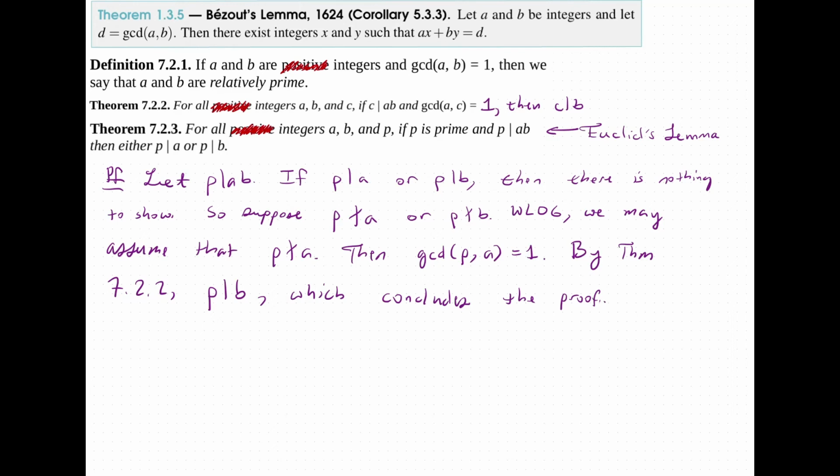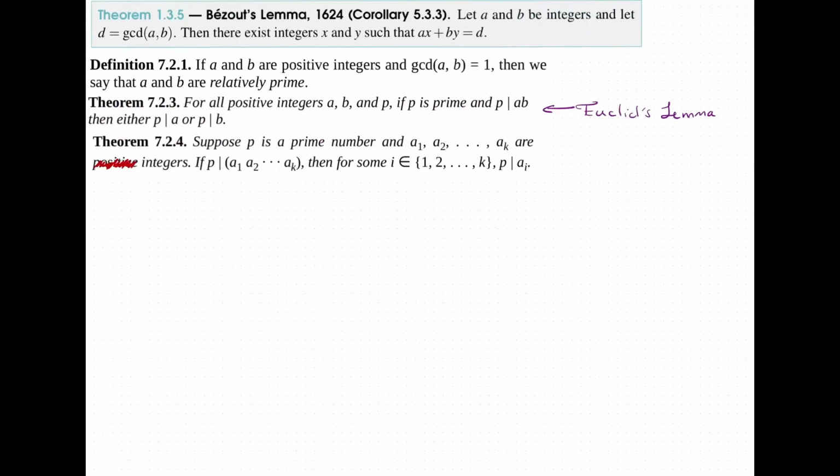So now that we have this statement, we can generalize and then consider the situation where we have a prime number p that divides a1, a2, all the way to ak. And if p divides the product, then there is some index j such that p divides one of these a sub j's. So let's prove this. And we're going to do induction.